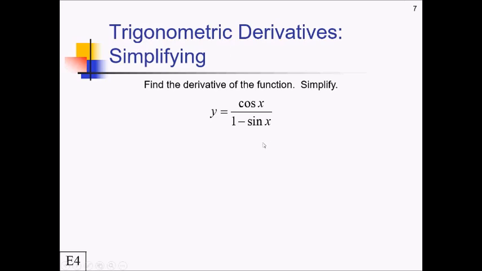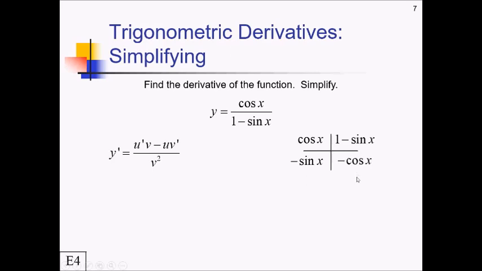That's u prime v minus uv prime over v squared. Let me set up the box and ribbon to help me with this. So for my u, I've got my numerator, cosine of x. For my v, that's my denominator, 1 minus sine of x. That goes right up here. And now the derivatives of these, for cosine, that's going to be negative sine of x. And for 1 minus sine of x, derivative of 1 is 0. A negative sine of x derivative is negative cosine of x.